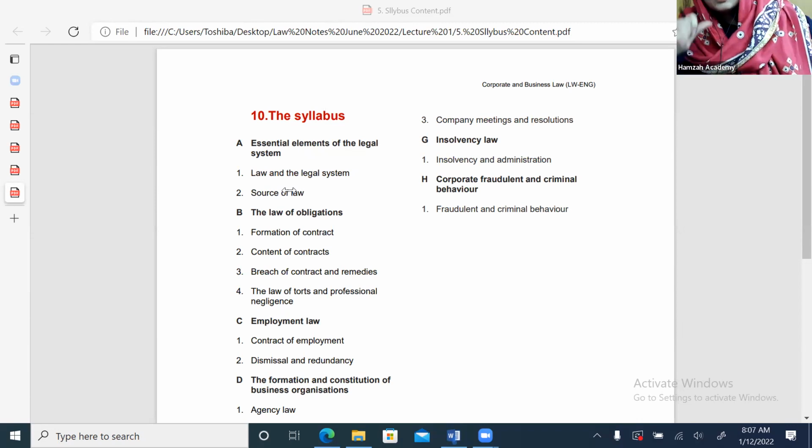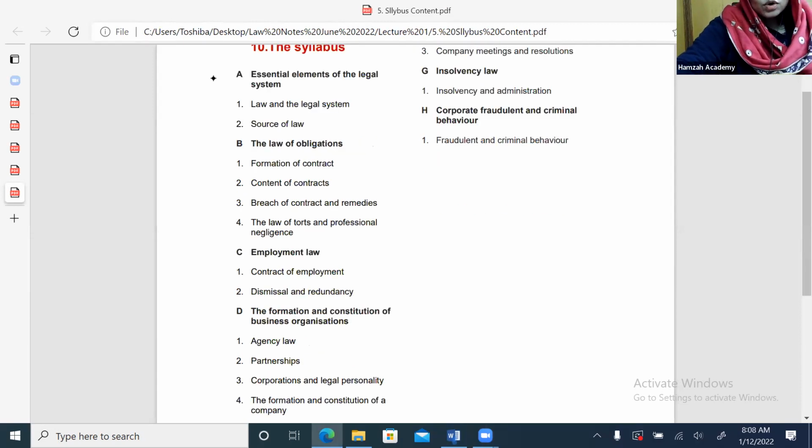Now, this is the syllabus of your paper in detail. Please have a look at that. The very first part, the English legal system. In the English legal system: law and legal system, the sources of law, how the law originated; the law of obligation, formation, how a contract will be formed, what the contents of that contract are, and how this contract can be breached, and what remedies and compensation are available for the parties who suffered loss.